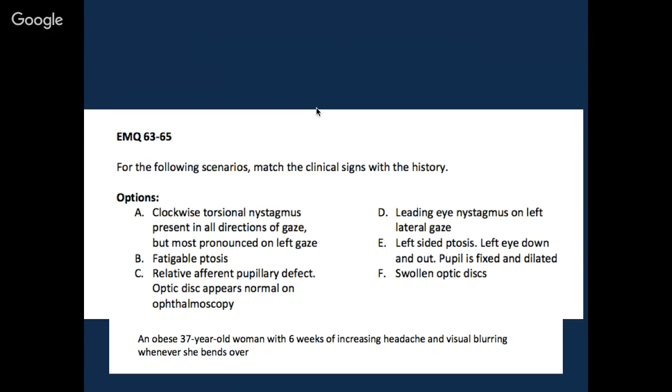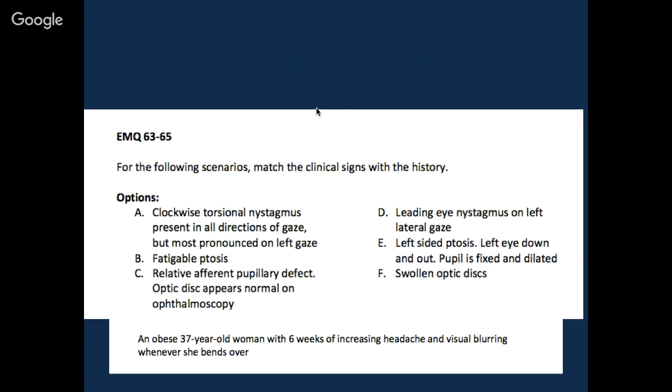An obese 37-year-old woman, I think I've already given the answer away, with 6 weeks of increasing headache and visual blurring whenever she bends over. Any answers? The trick here is that the diagnosis might be easy, but the clinical signs require one extra step of thinking. I'll always recommend elimination with EMQs. It's a good way of getting rid of a lot of things.